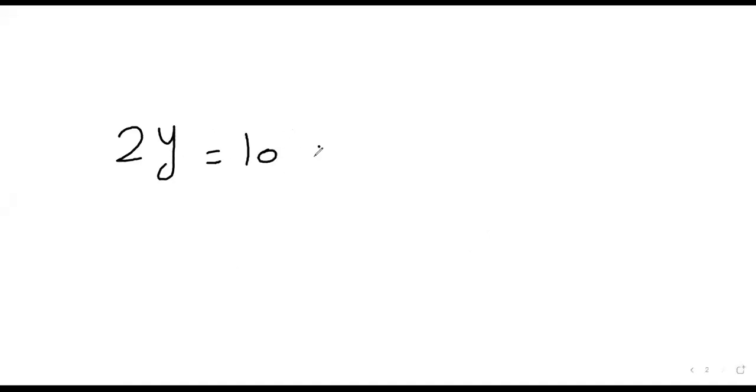And if I have an equation like 2y equals 10x plus 12, I want to find the gradient. So to find the gradient and the y-intercept without graphing, the equation must be written in this form: y equals mx plus c. What is m? M is the gradient. What is c? C is the y-intercept.